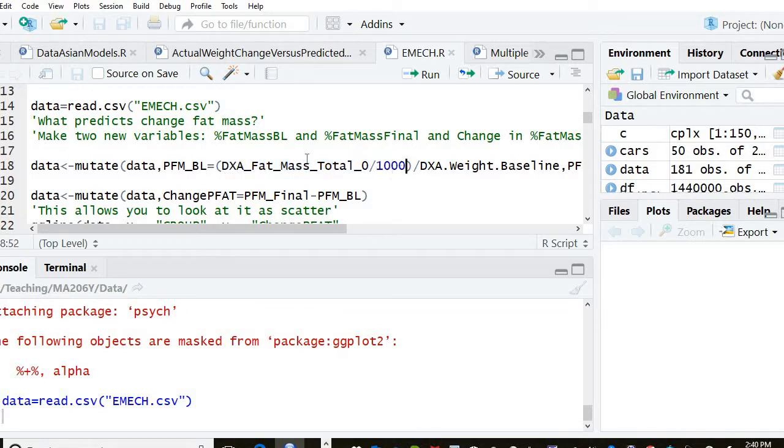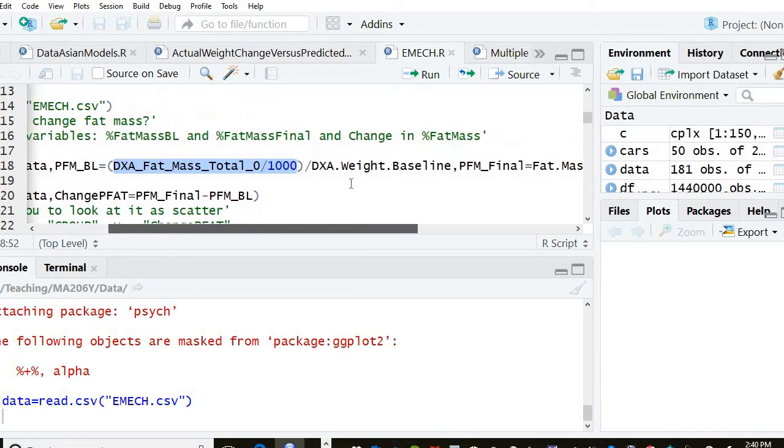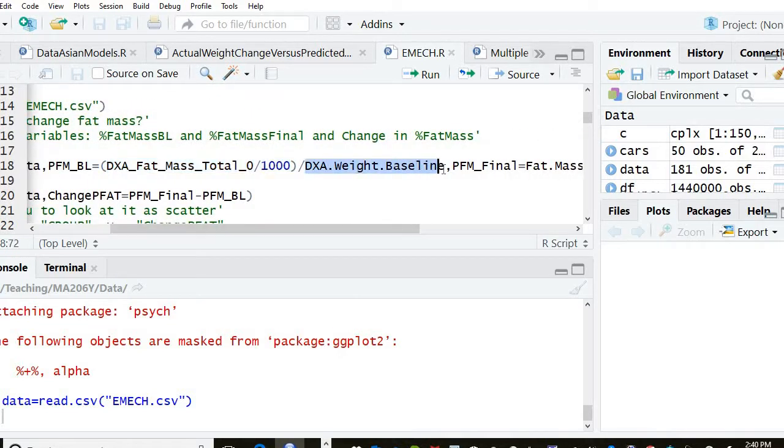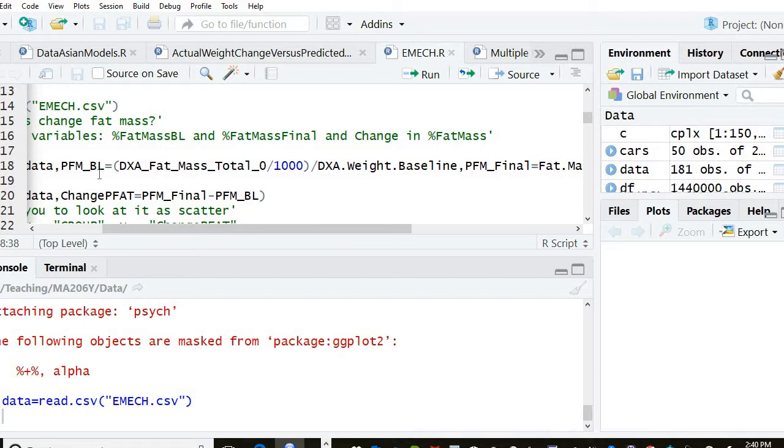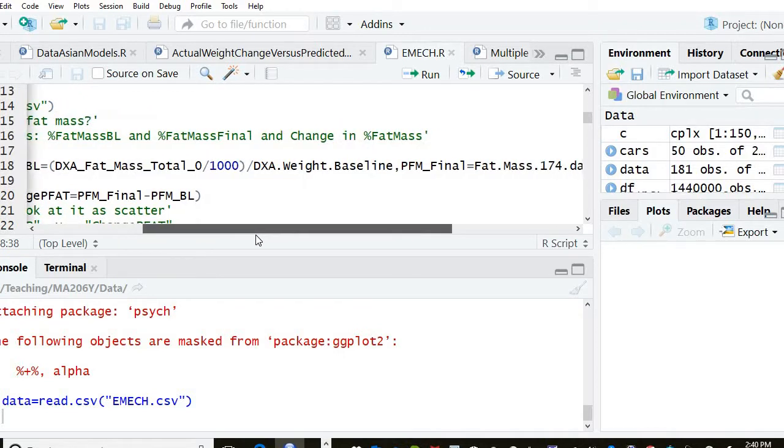Now I needed to have percent fat mass, and that's going to be total fat mass. This is not in kilograms, I think it was in grams, so I had to change it to kilograms. And that's why I divided by 1,000. And then I divided by the baseline weight. So what percent of my total body weight is fat mass? I'm going to call that percent fat mass, and that's at baseline when they step into the study.